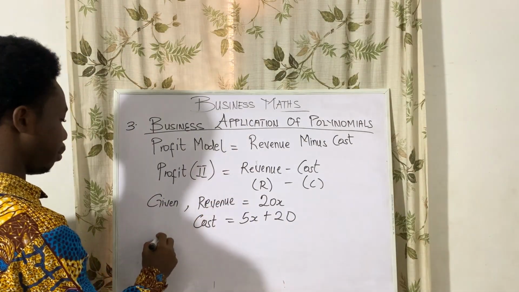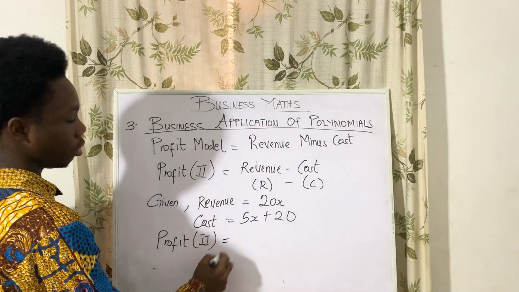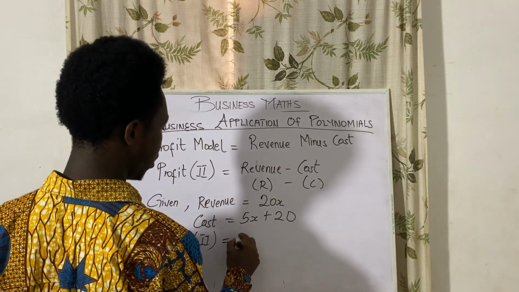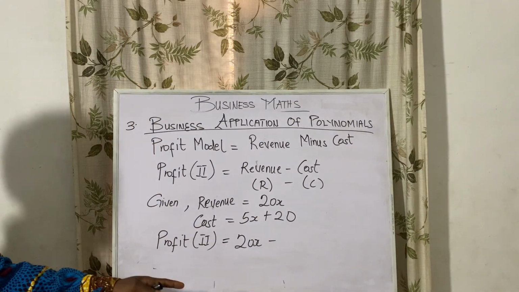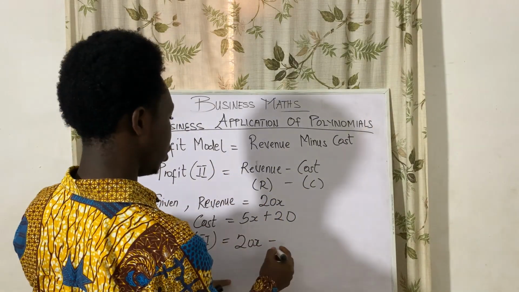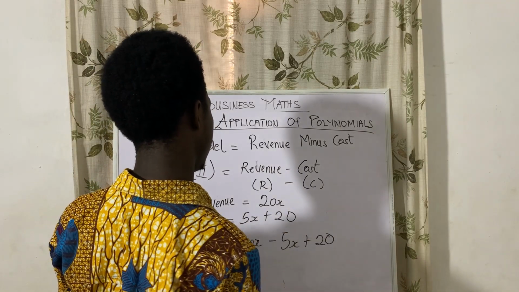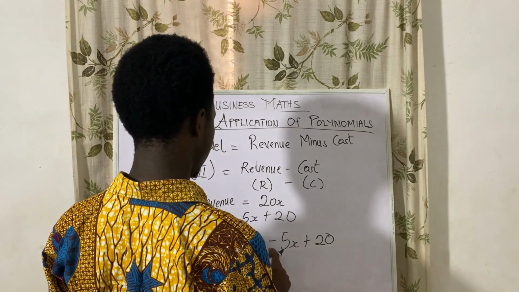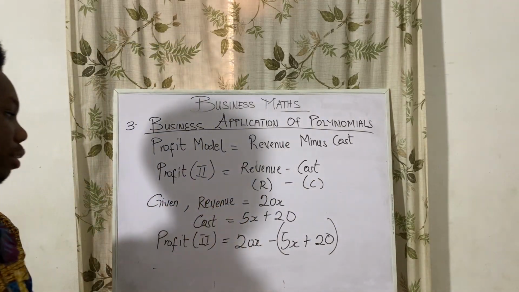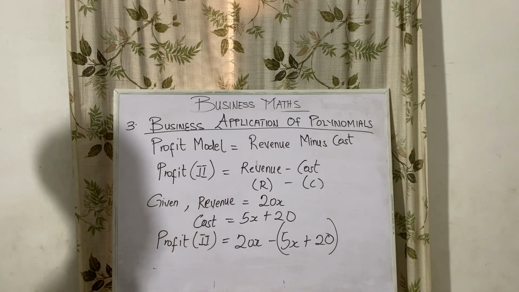So remember the formula. We said profit, that is Π, like this, is equal to revenue. Now the revenue we have over here is 20x. Now minus what? So you are going to substitute into the formula. So 20x minus, now, 5x plus what? 20. So this is it. Now, how do we solve for this? So this is the cost, right? And this is the revenue. So like this. Now, let's simplify this.